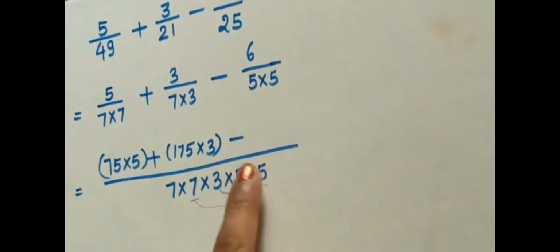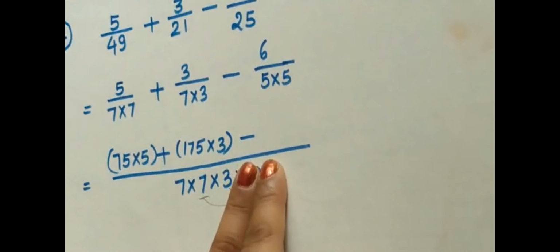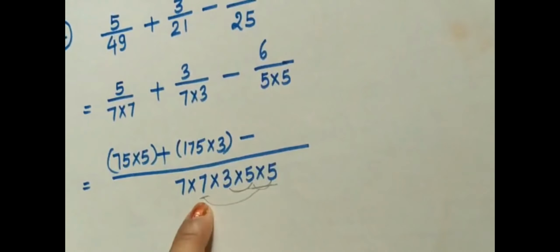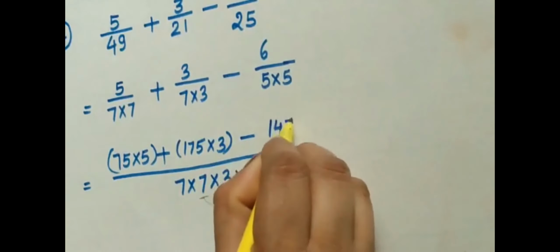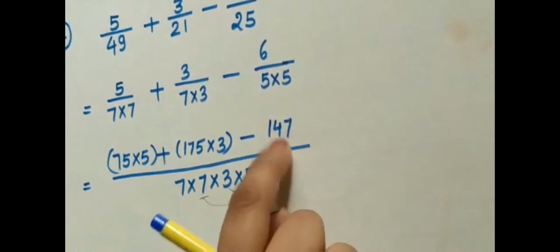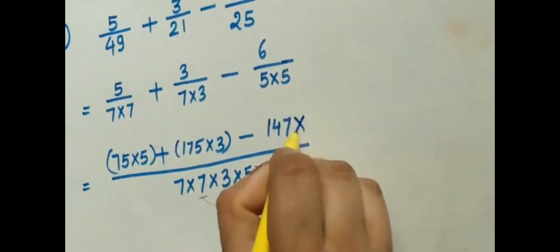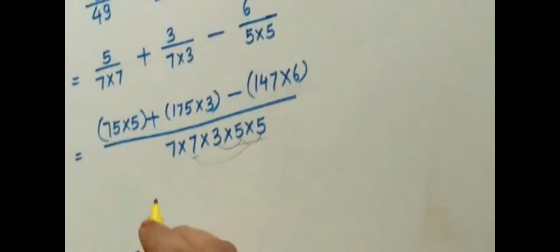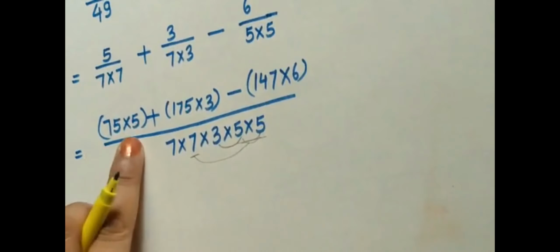Now 5 cross 5, hide this 5 cross 5 in the denominator. We are pending with 7 cross 7, that is 49. 49 cross 3, that is 147. We need to multiply this 147 with the numerator 6, and we will write this in a bracket. Now we need to solve all these brackets.